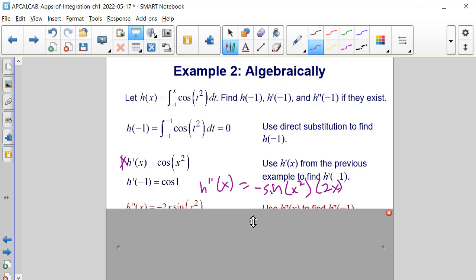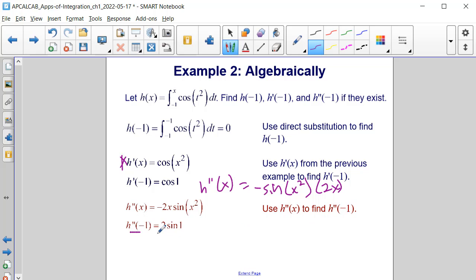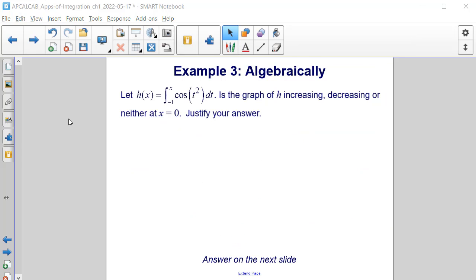And then if we simplify this, we'll have that h double prime of x is equal to -2x times the sine of x squared. And now we can evaluate it at -1. When we substitute -1 in for x here, we're going to have -2 times -1, which is +2, and then we'll have the sine of 1. So this will be our final answer.